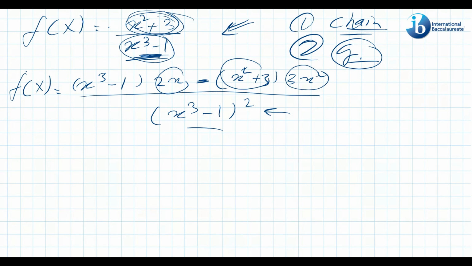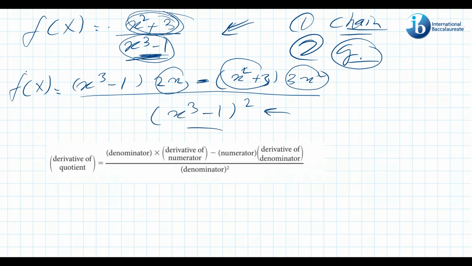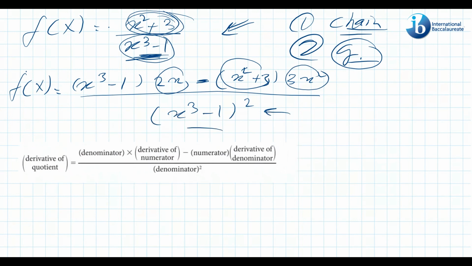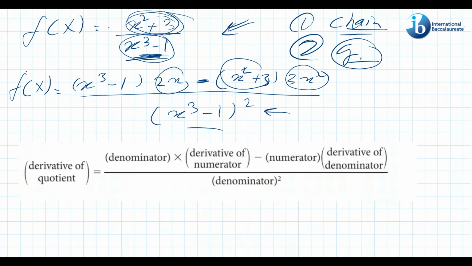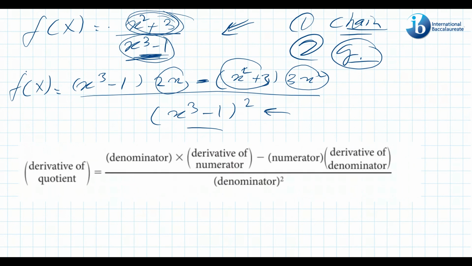And I'll share with you the rule right now. This is the rule to save it simply: denominator times derivative of numerator, minus numerator times derivative of denominator, and then you square the denominator. This is how to differentiate using the quotient rule. Okay, got the idea? Can I take a picture of it? Sure.